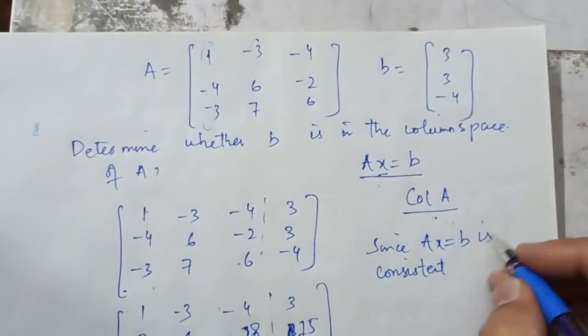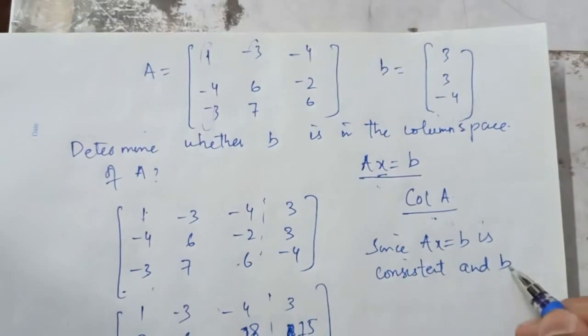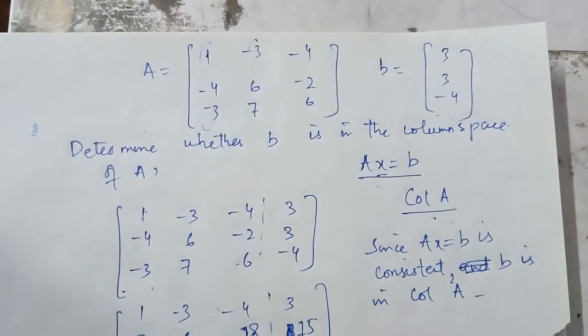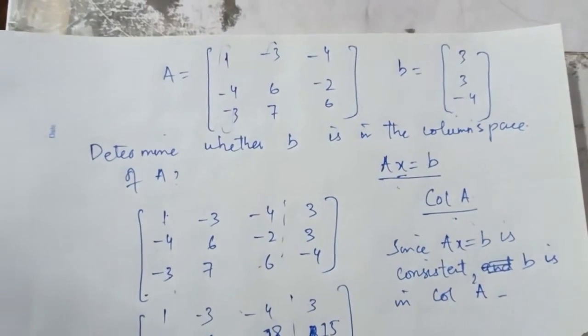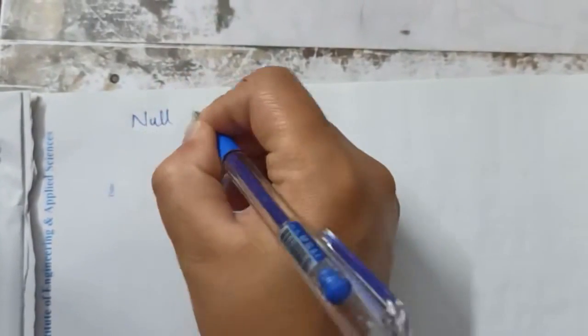And so we can say that since AX equals B is consistent, it probably doesn't have a unique solution, but B is in the column space of A. Now, as we have defined the column space, we can actually define the null space of a matrix.